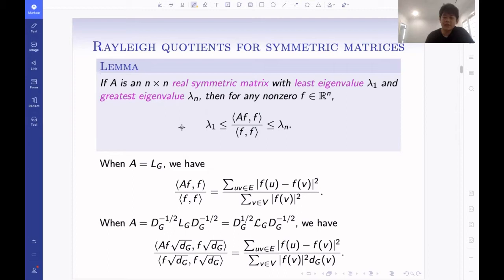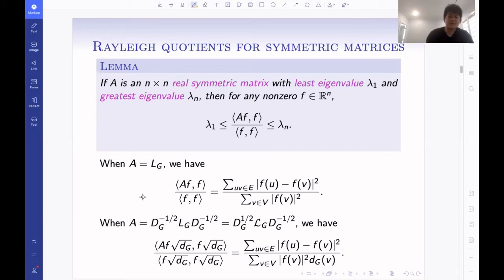Moreover, we can take a Rayleigh quotient. So if f is a non-zero vector in R^n, we define the Rayleigh quotient to be this, which is the inner product of Af and f divided by the inner product of f and f. And we know that this is always greater than or equal to the smallest eigenvalue of your matrix and always less than or equal to the largest eigenvalue of your matrix.